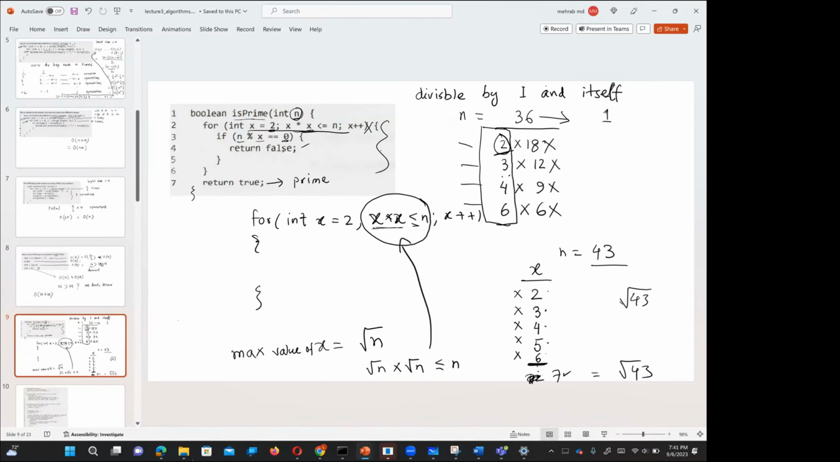So when we talk about the performance of an algorithm, we always talk about the worst case, right? In the worst case, it will do the maximum. So that is what I'm trying to say. The max value of x will be root over n. So this algorithm is order of root over n, depending on what the value of n is.